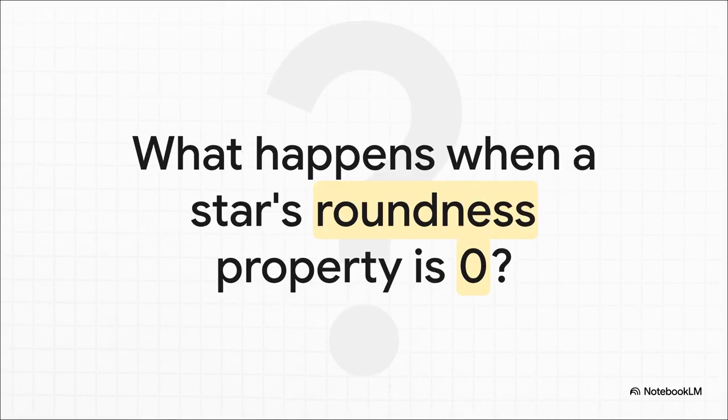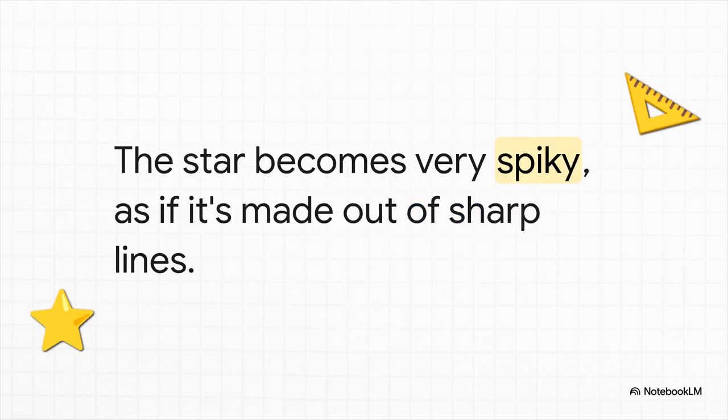Okay, let's go back to that special property for the star. Roundness. It basically controls how sharp or how curved the inner corners of the star are. So here's a quick pop quiz for you. What do you think happens if you set a star's roundness all the way down to 0? If you guessed that it gets super spiky, you are absolutely right. When roundness is 0, all that curve is just gone and the star looks like it's made of these sharp, pointy lines. Just by changing one number, you get a totally different style. That is the kind of power we're talking about.